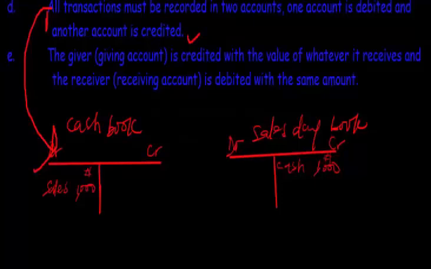Next, we go to E. The giver, which is the giving account, is credited with the value of whatever it receives, and the receiver, which is the receiving account, is debited with the same value, which we clearly did here. Cash book was the receiving account, so we debited it with the value of 1,000. And here, sales day book is the giving account, and we credited it with 1,000.